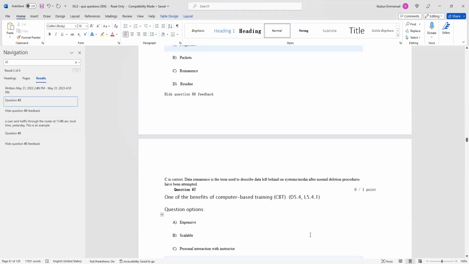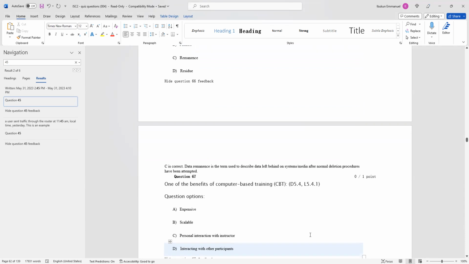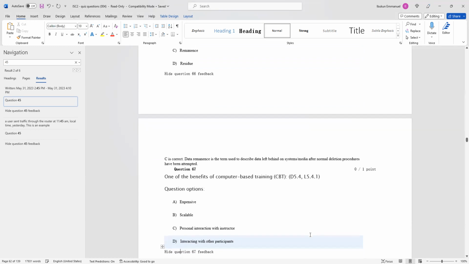What is one of the benefits of CBT? This is not a question that, it's just a question that is there.